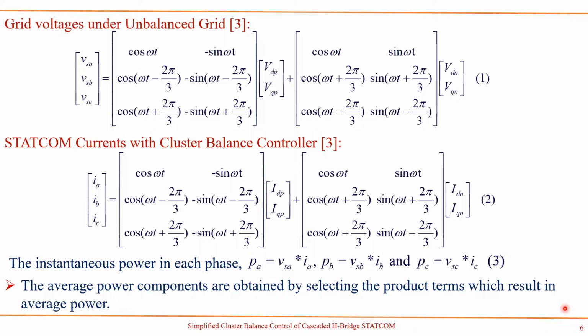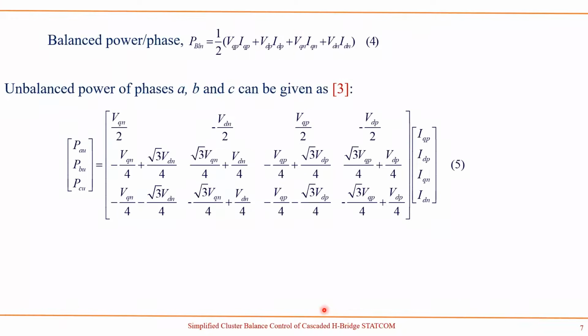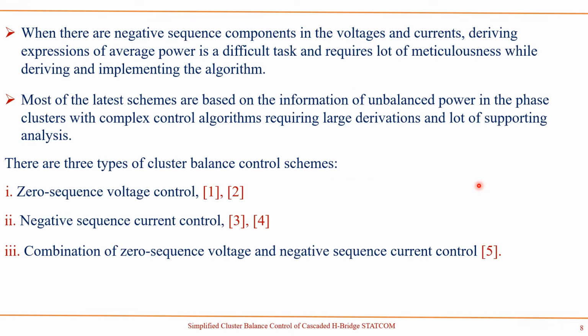The three-phase grid voltages under unbalanced grid is given using equation 1, and the STATCOM currents when there is cluster balance controller are given in equation 2. The instantaneous power in each phase can be obtained by multiplying voltage with respect to current. The average power components in each phase are obtained by selecting the product terms which result in average power. The balanced power per phase can be given using equation 4, and unbalanced powers of phases A, B and C can be given using equation 5.